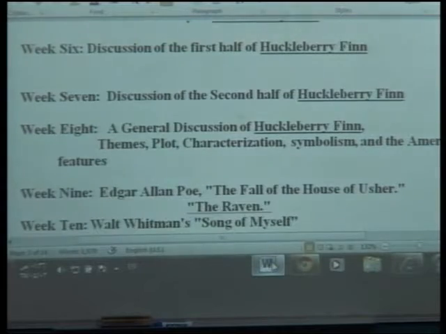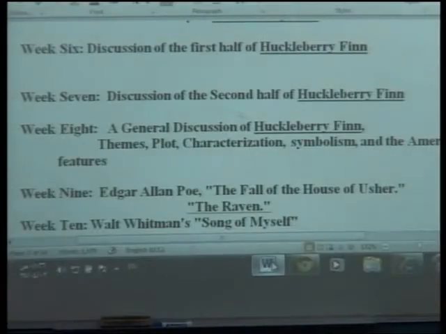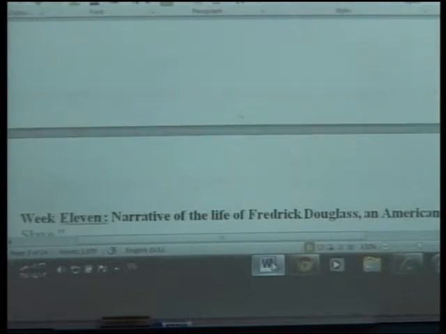Then week 9, we're going to see another author, Edgar Allan Poe, The Fall of the House of Usher. You might have come across this in literary criticism. We're going to look at a poem entitled The Raven. Week 10, Whitman: Song of Myself, The Astronomer, Goodbye My Fancy. So there's poetry. This is 19th century.